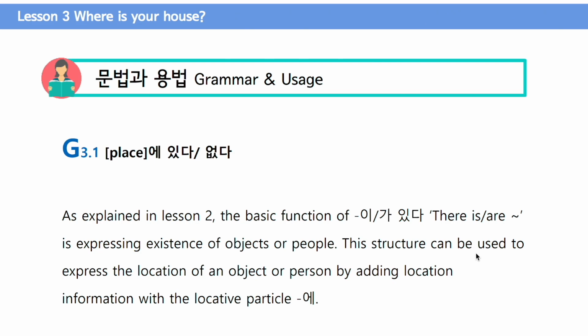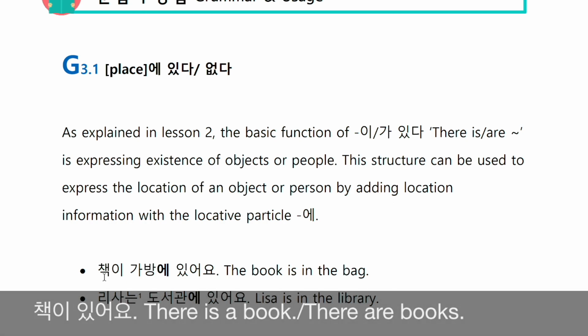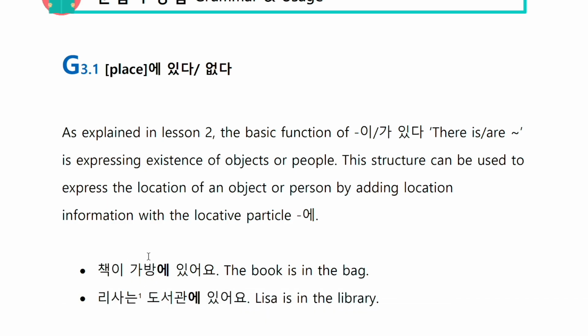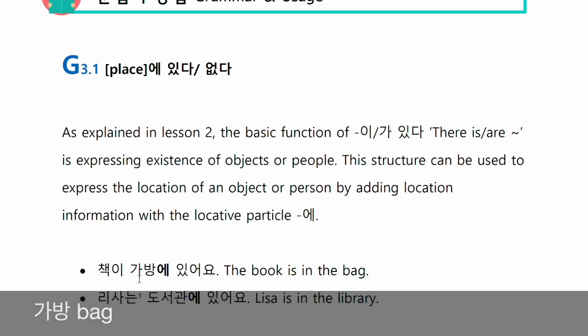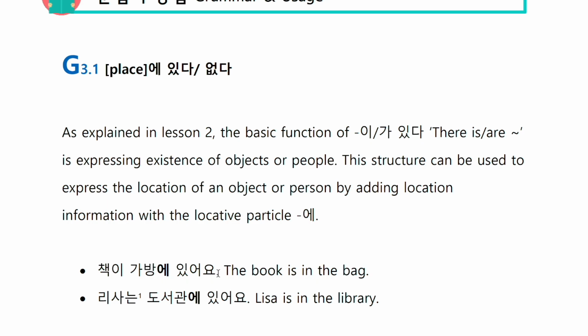This structure can be used to express the location of an object or person by adding location information with the locative particle place에. 자, 여기 책이 있어요. Just think about this part. 책이 있어요. 그러면 there is a book, there are books. 그렇죠. 근데 if you put location information like 가방 means bag. 그렇죠. 그래서 가방에 있어요. 그러면은 the book is in the bag.